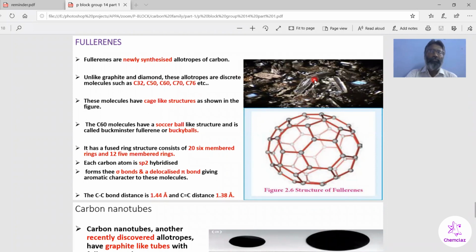This fullerene contains 32 carbons, 50 carbons, 60 carbons, and so on. Fullerene is a cage-like structure. The C60 molecule has a soccer ball-like structure, so it is called buckyball, because this structure was coined by Buckminster. The scientist's name is Buckminster, so the name of the compound is buckyball.